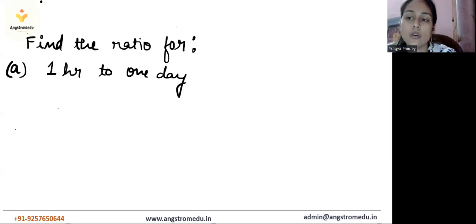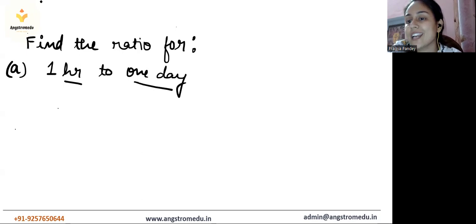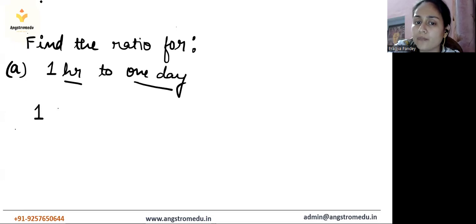So as you all know, from what we have discussed till now, in ratio we are just comparing the quantities. Okay, but the units of the quantities have to be the same. So we cannot compare hours with days, right? So first we have to convert either hours to days or days to hours. It will be easy for us if we convert 1 day.